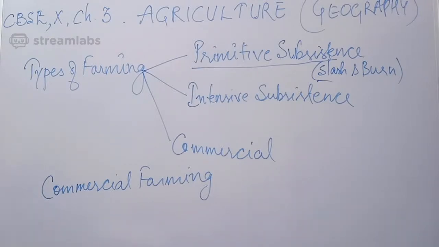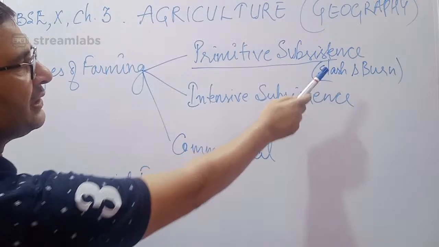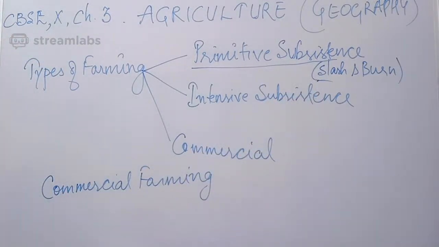Now, this type of farming depends upon monsoon. It depends on monsoon, natural fertility of the soil, and environmental conditions. In short, these are 3 points, but I am making it 1 point. It depends upon monsoon, natural fertility of the soil, and environmental conditions. It was my first point. Now the second point, as you can see here, I have written slash and burn.